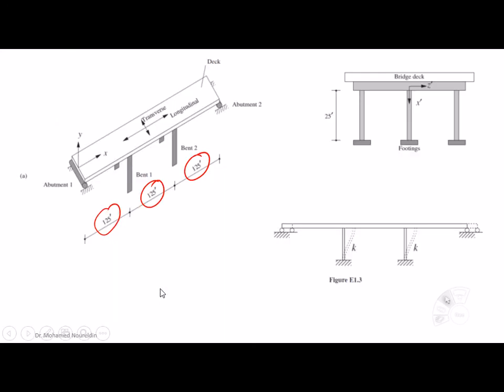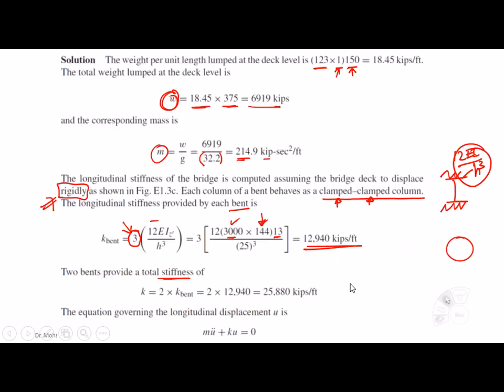We have two bends, which provide a total stiffness. As you can see, we have two bends here. So the total is 2 times K bend, which is 12,940 times 2. It gives us 25,000 something kips per foot.